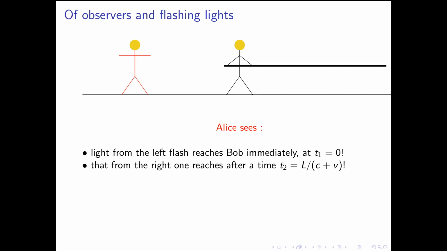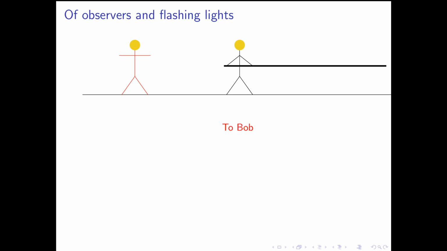Now, how does Bob view the same pair of events? As I said already, the light from the left flash reaches Bob immediately. After all, it's occurring at the left end of the rod which Bob is holding in his hands. So, to Bob, the left flash occurs at time t1 prime equals 0. What about the right flash? Now notice, Alice has already said that the interval between the left flash reaching Bob and the right flash reaching Bob is L by C plus V. The first event occurred exactly at 0 according to her. The second event occurred at L by C plus V.